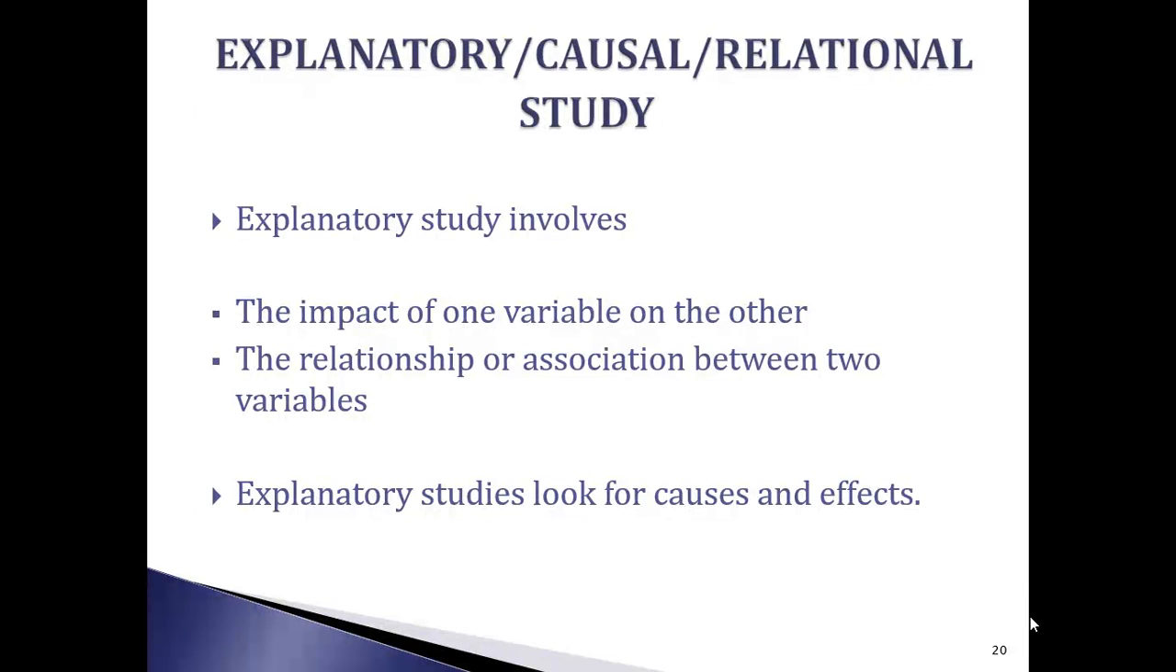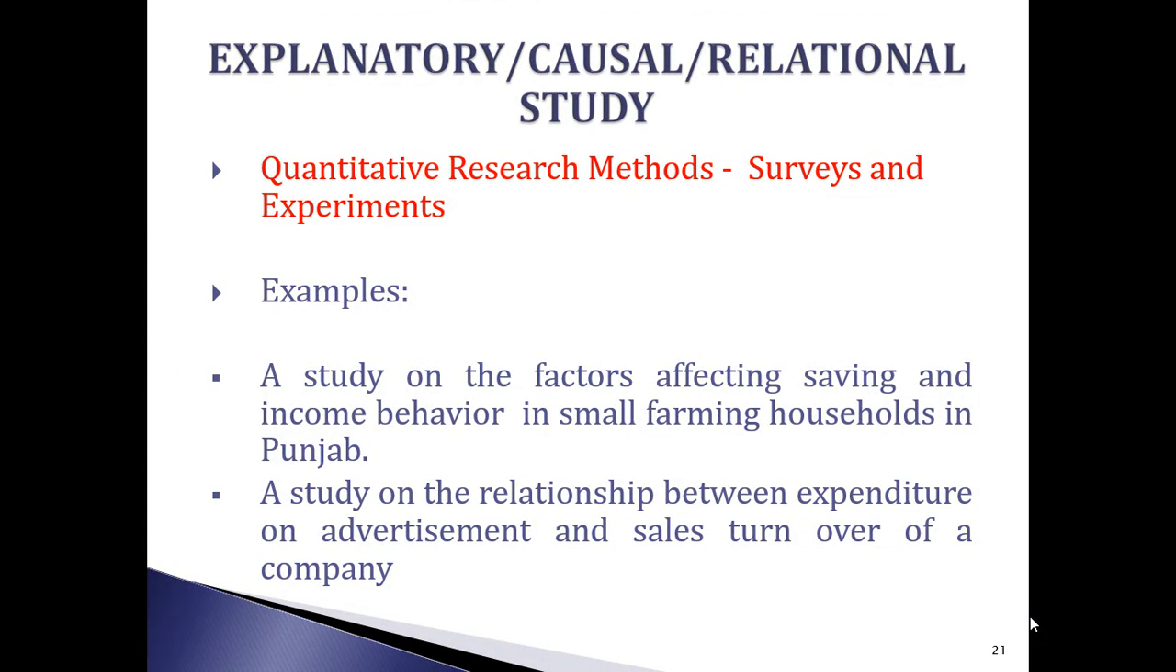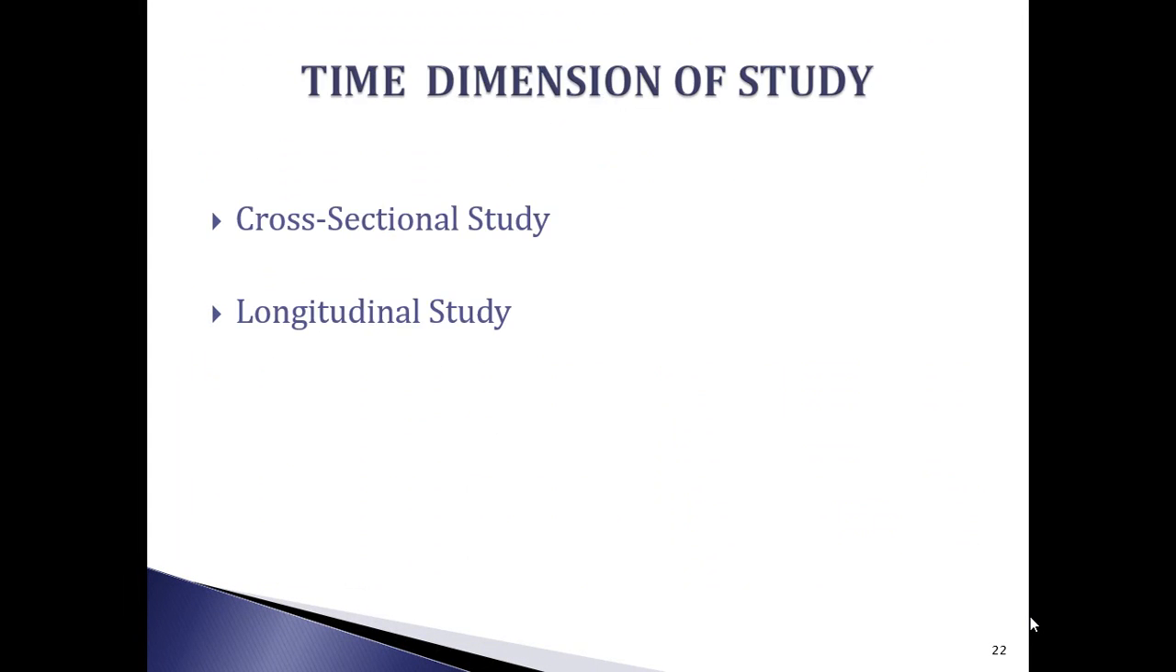Explanatory study is conducted to examine the impact of one variable on the other, to find the relationship or association between two variables. Quantitative research methods used in explanatory study are surveys and experiments.